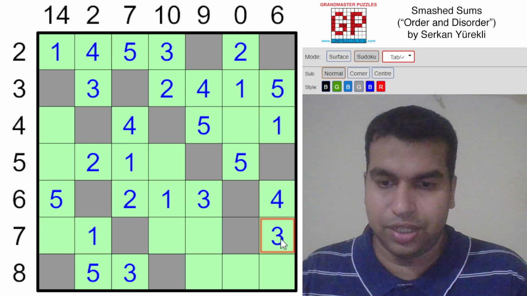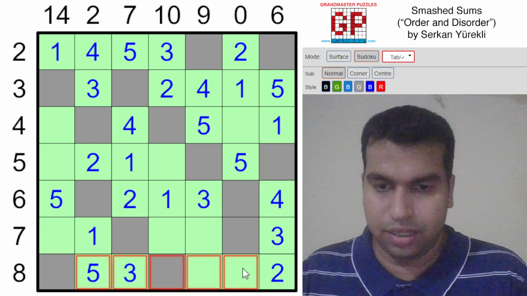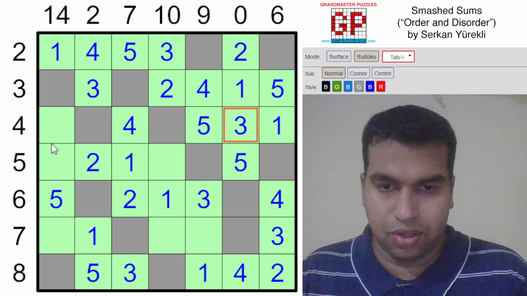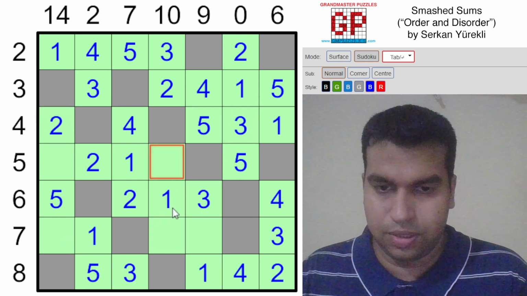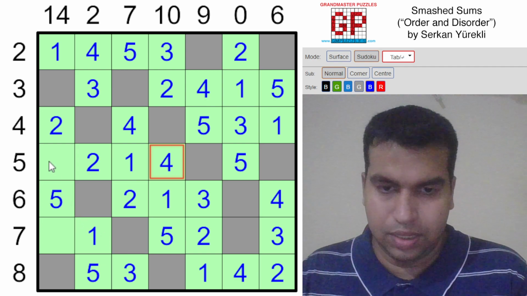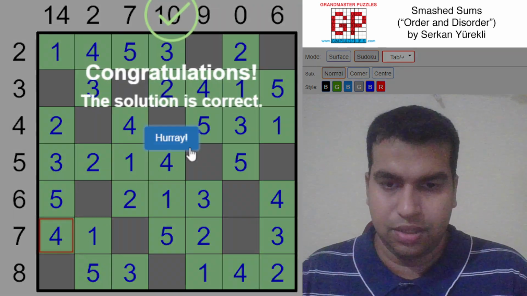Completing this column for 3 and 2. And then just this row. And completing this column, row, this column, and this column, and the last 2 digits.